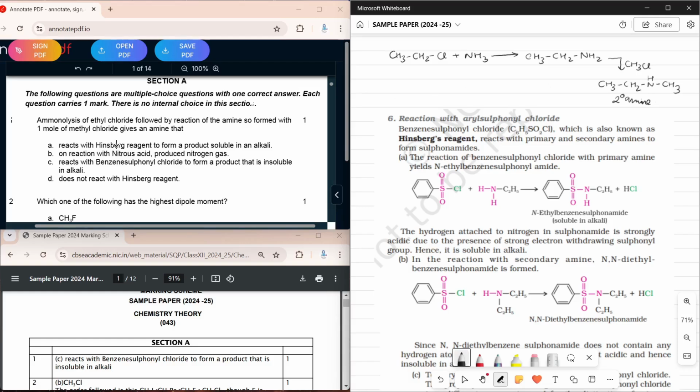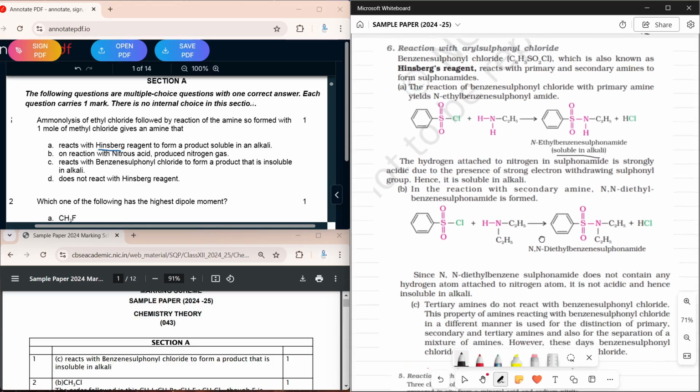The question here is about a particular reaction, the Hinsberg reaction, or the Hinsberg reagent. The Hinsberg reagent is benzene sulfonyl chloride. When it reacts with a primary amine, it forms a product which is soluble in alkali, whereas for a secondary amine, the product does not contain any hydrogen atom, so it is not acidic and is insoluble in alkali. And tertiary amines do not react with benzene sulfonyl chloride. All of this is from the chapter Amines.